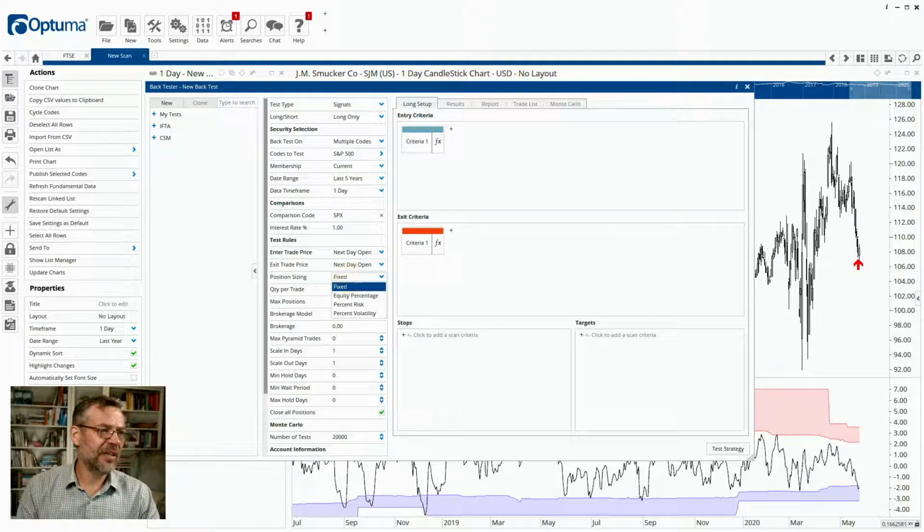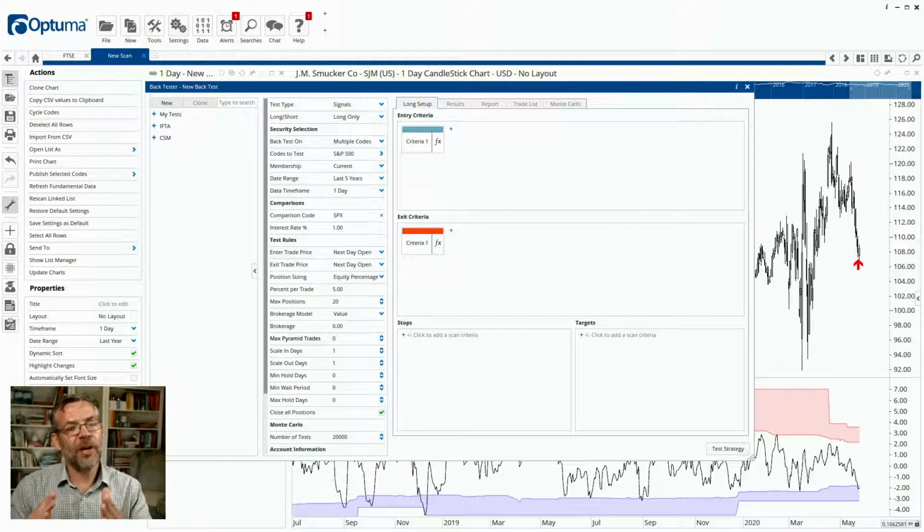Position sizing is fixed. Let's just make that equity percent, and I'm going to do 5% per trade with a maximum of 20 positions in my portfolio there. Brokerage model, I can put brokerage in here. Pyramiding trades, if I get more than one buy signal in a row, am I going to take more positions in that one security? So I'm going to say no to that.